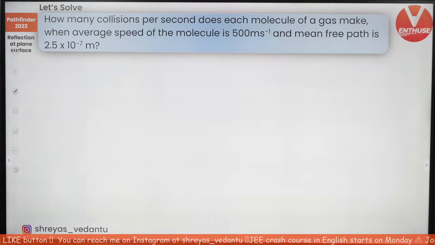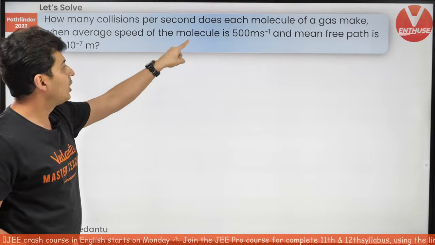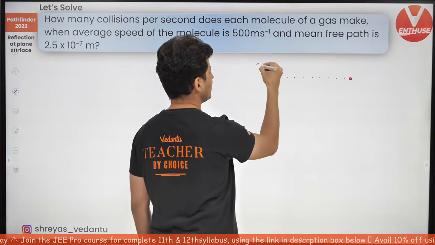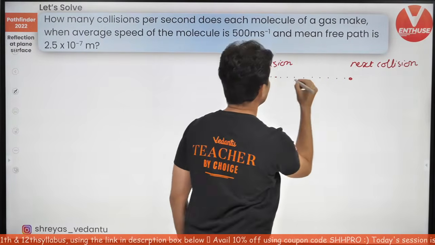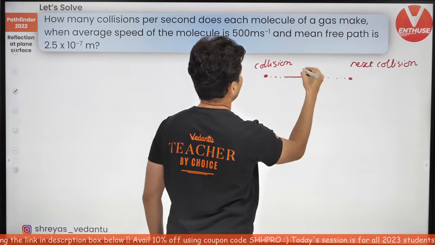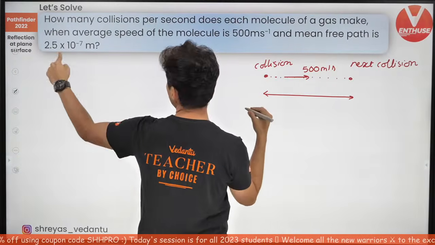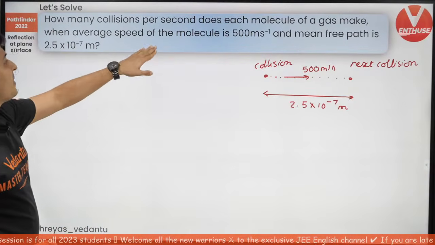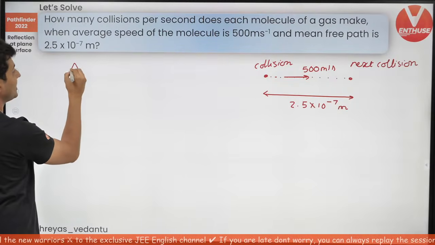All right, let's see how many of you can get this question. Very interesting. What do you think is the number of collisions happening per second? Here is the average speed of the molecules, from one collision to the next collision. The average speed is 500 meters per second, and the mean free path, the average path length, is 2.5 into 10 to the power minus 7 meter. The question is, how many collisions does each molecule make per second? So all you need to do is find the time interval.